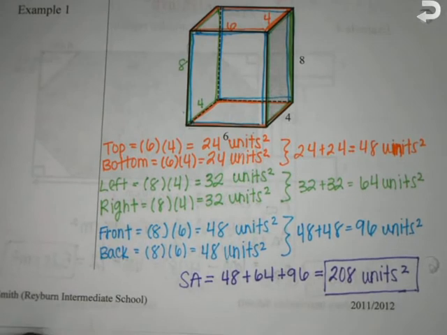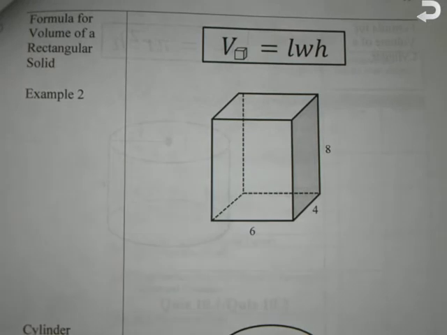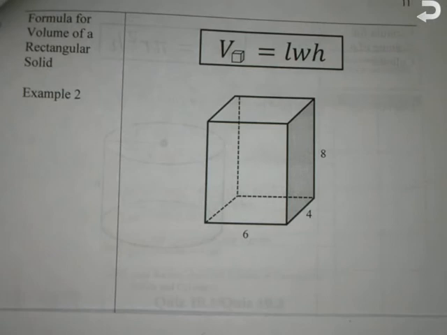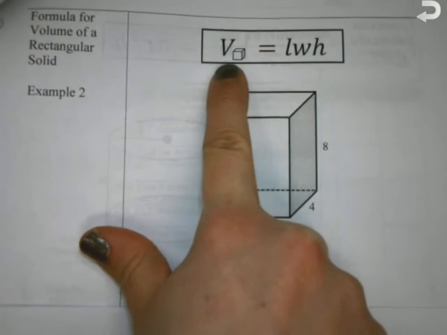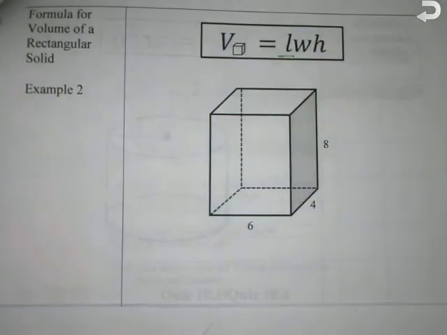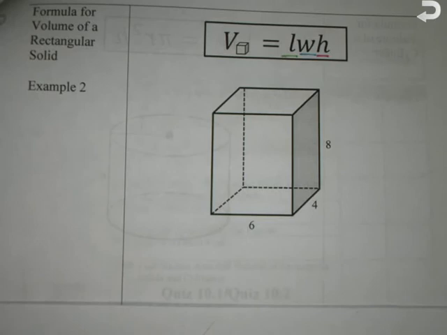A little bit. Alright, so looking at volume again, we already did volume of a rectangular solid, but I just want to go over it again. The formula for volume of a rectangular solid is length times width times height. Now, if I am multiplying three things, that means that my answer should have an exponent of 3. Okay, so let's do this one.